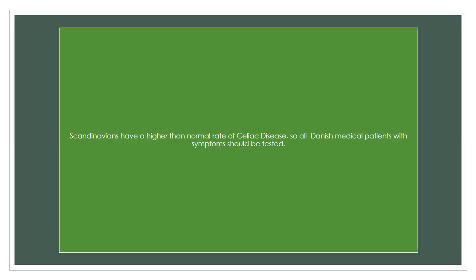If we know a certain population has a higher rate of something, when someone comes in with those symptoms and is from that background, it makes a lot more sense to test them than someone from maybe another background, where that category of people has very low rates of this disease. Okay, so this is a great example of why we should test certain people and not others.